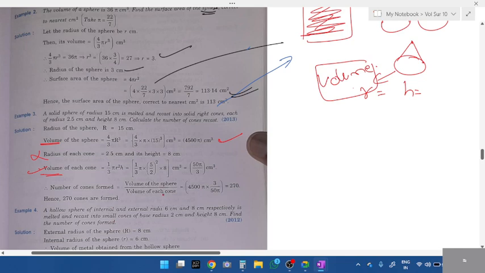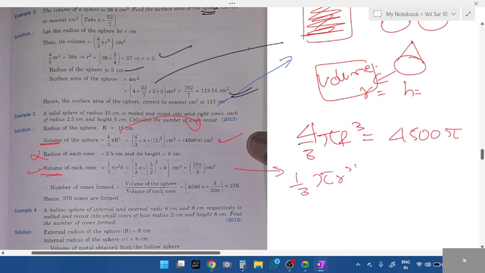Now, I taught you the same logic in the AP and GP concept. We have two equations here. What are the two equations, students? Tell me the two equations. 4 by 3 pi r cube is equal to how much? 4500 pi. Then what is the second equation? 1 by 3 pi r square h is equal to how much? 50 pi divided by 3.